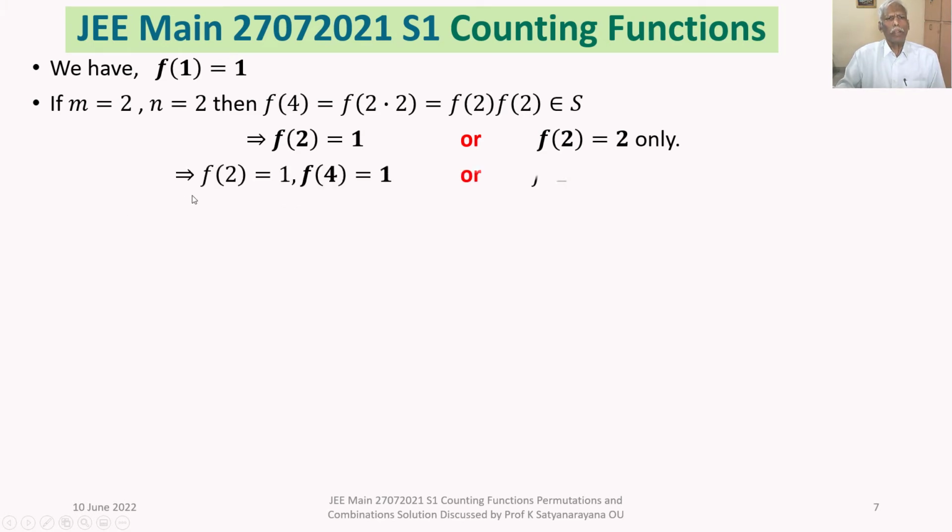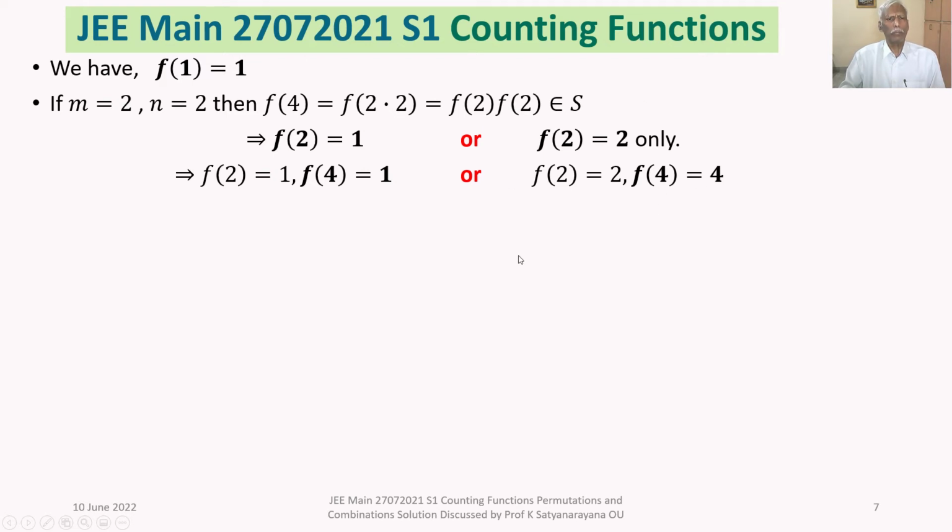Now, if I take f of 2 equal to 1, what will be f of 4? f of 2 into f of 2, that is 1 into 1, which is 1. In the second case, if I take f of 2 equal to 2, f of 4 will be f of 2 into f of 2, that is 2 into 2, which is 4.